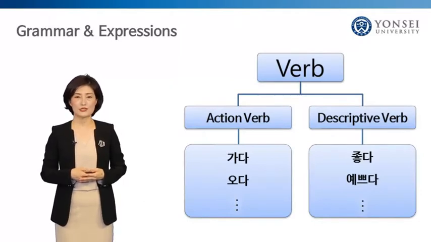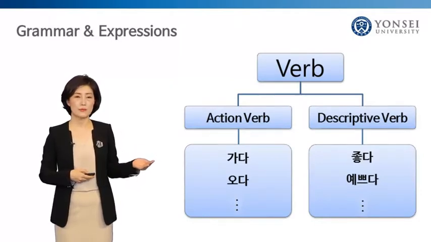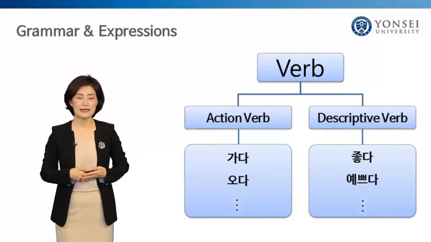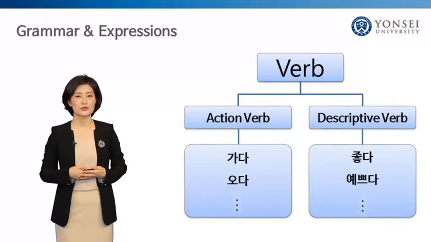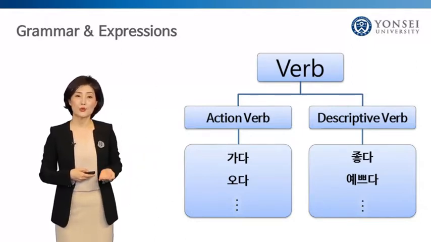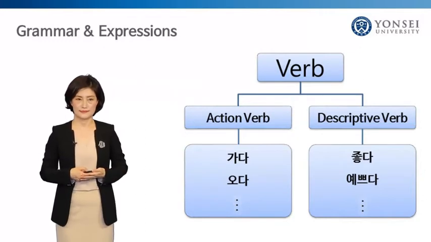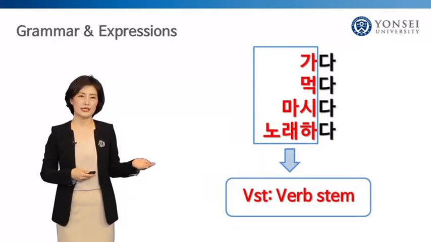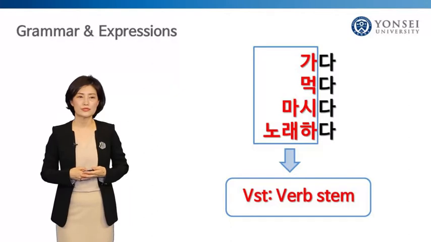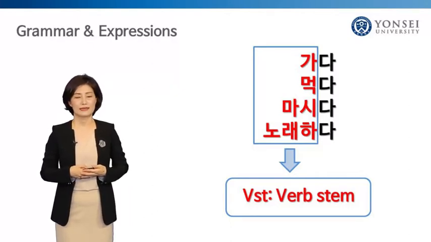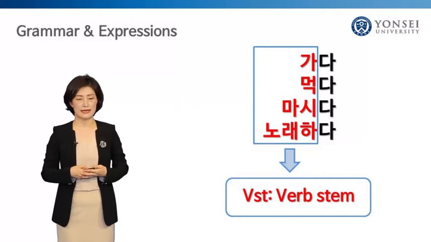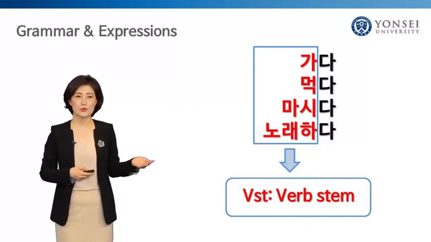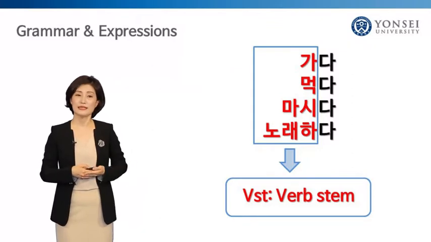From this point in our lectures on, we will use the following terms about verbs. By action verbs, we mean verbs like 가다 and 오다 that show actions. And descriptive verbs refer to all the stative verbs like 좋다 and 예쁘다. A verb stem refers to the part of the verb which is not conjugated. For example, the stems of the verbs 가다 and 먹다 are 가 and 먹 without the final ending 다. In this lecture, verb stems will be marked VST as you can see here.